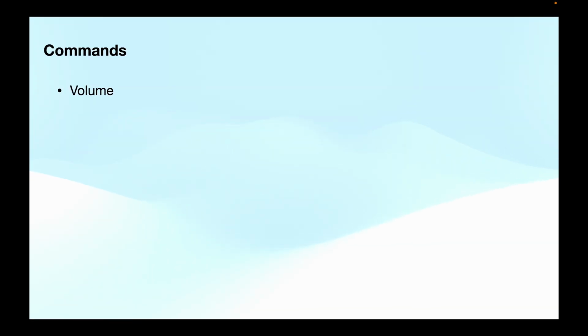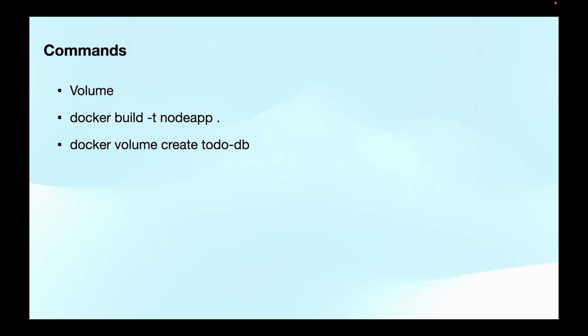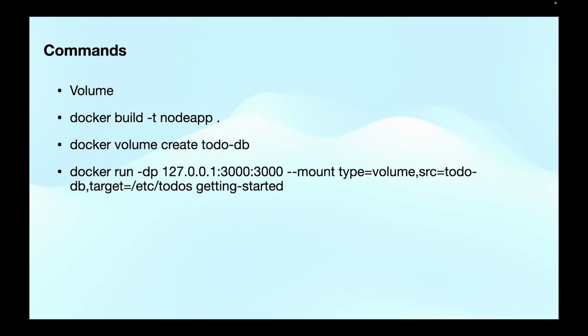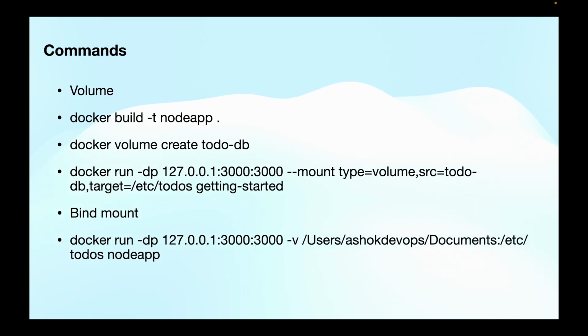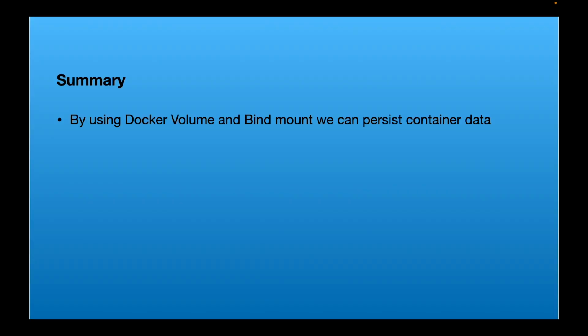So these are all the commands we have used. We have used docker build to create the image, and docker volume create to create the volume for the db, and we have used the docker run command to mount the volume, and then we have used a bind mount for the local system directory, pointing it to the Docker container, and we have persisted the data. So by using Docker volume and bind mount, we can persist the data.